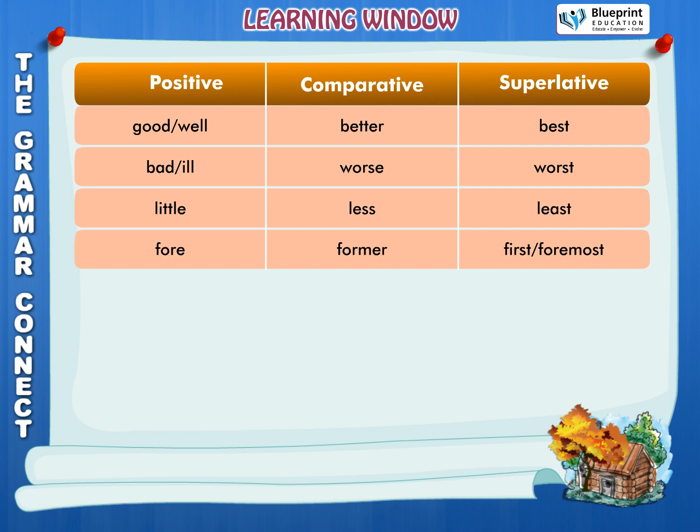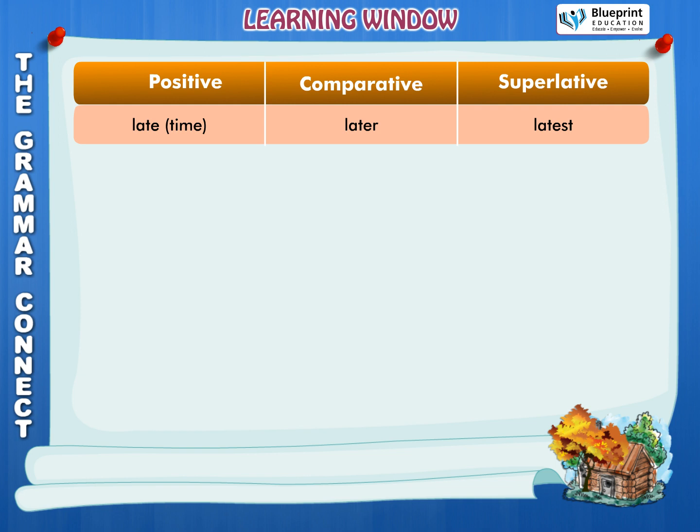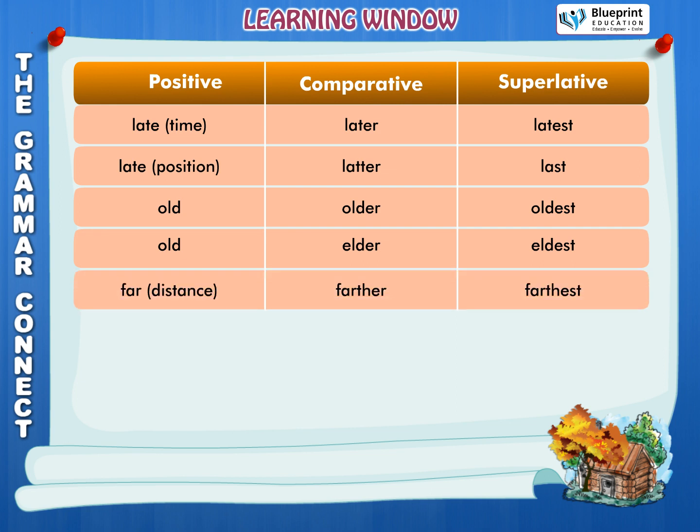Fore, former, first or foremost. Much, quantity: more, most. Many, number: more, most. Late, time: later, latest. Late, position: latter, last. Old: older, oldest. Old: elder, eldest. Far, distance: farther, farthest. Far, position: further, furthest.